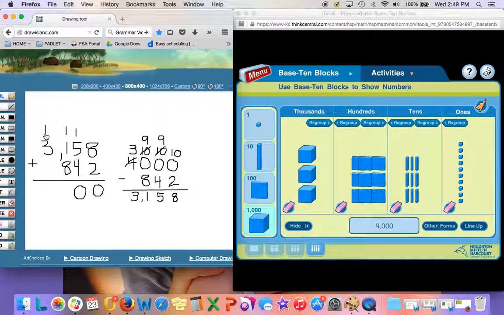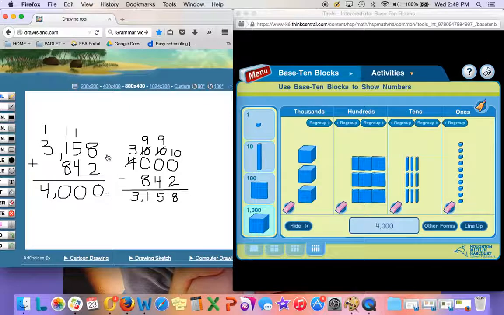10 hundreds, there's a 1,000. 3,000 plus 1,000 equals 4,000. And I can tell that this got me my answer. Notice how it's in the reverse. We start from the bottom, 3,158, minus, so we switched it to plus, 842, working back up, and we end up with 4,000. So it works in reverse.